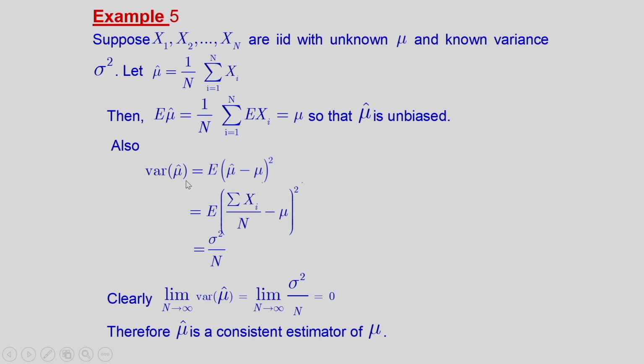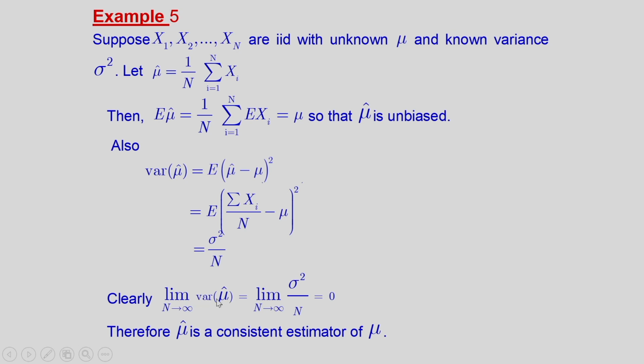Variance of mu hat is equal to E of (mu hat minus mu) whole square, which we have already determined in our example 4. So that way this will be equal to simply sigma square by n. So variance of mu hat is equal to sigma square by n, because Xi are IID. So as n tends to infinity, this variance will become 0.